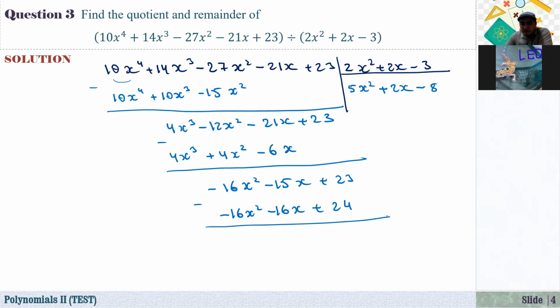So if you subtract, it is equal to 0, minus 15 minus 16, it is minus 31x, 23 minus 24, that's equal to minus 1. So now we cannot continue because the degree of the remainder is always less than the degree of the divisor. We should stop here then. This is our remainder. Okay, so this is our quotient.